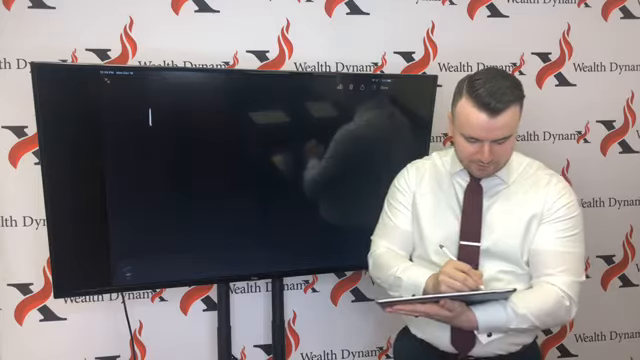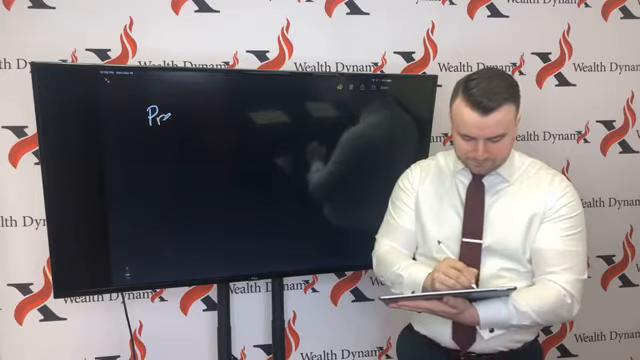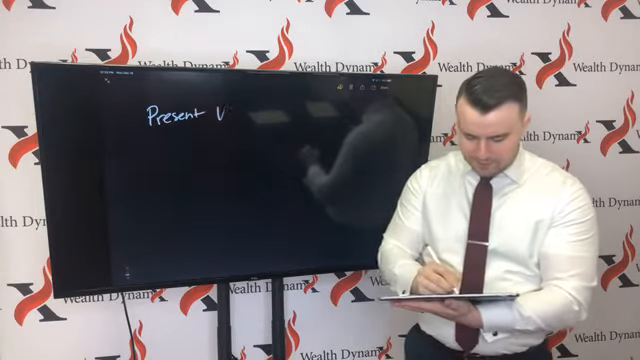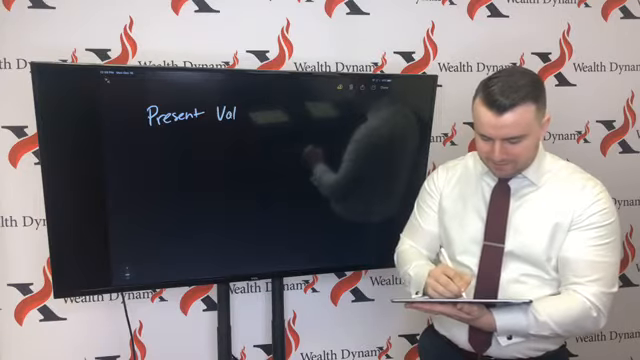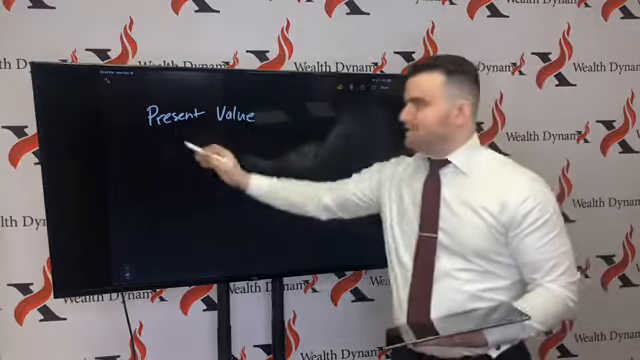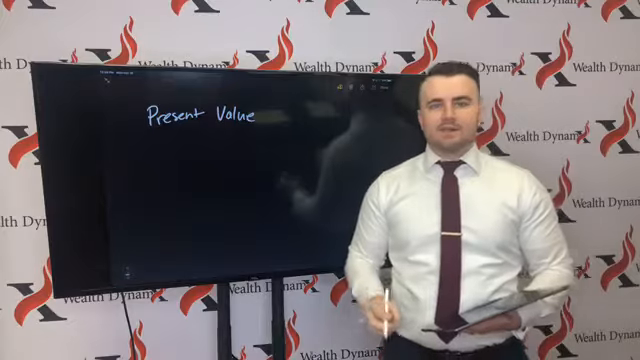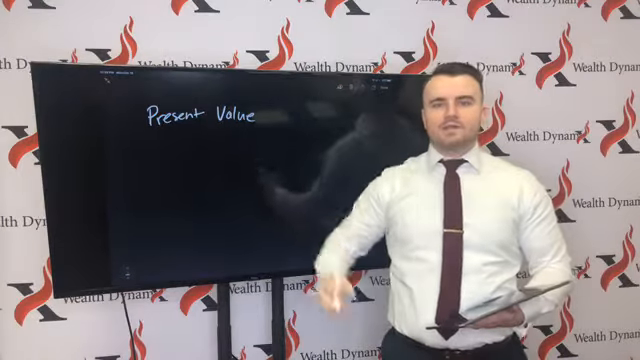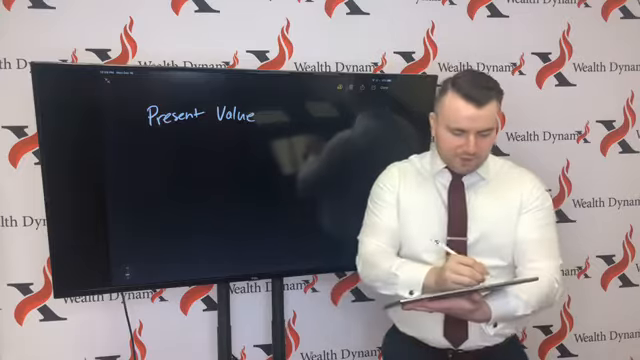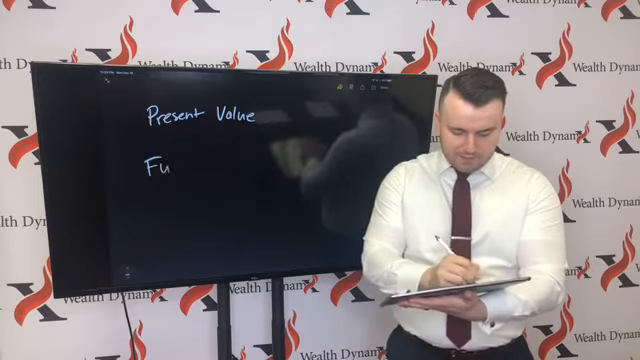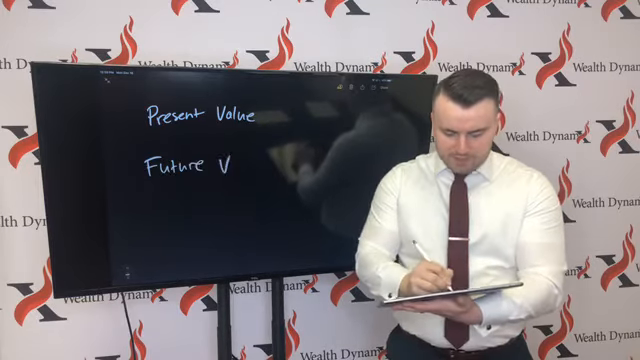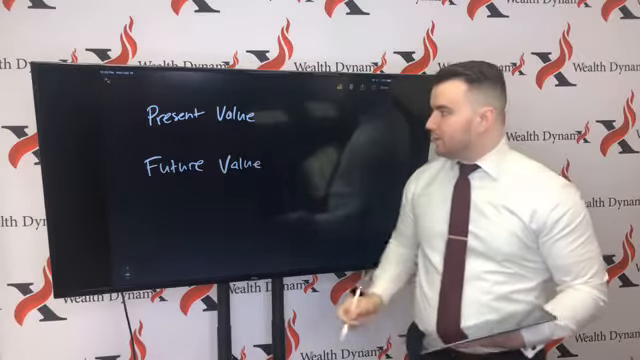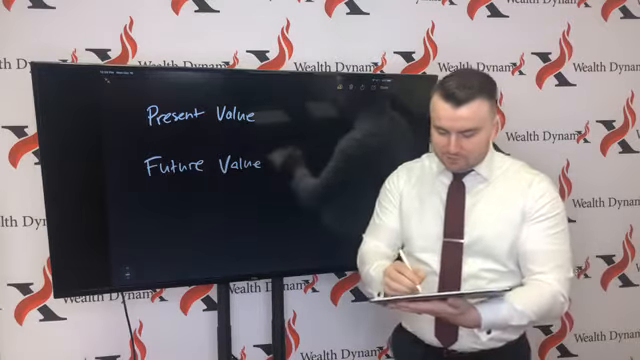The first one is called present value. Okay, so that's the first thing on our whiteboard, present value. Present value refers to what my money is worth today. If I have 10 grand in the bank, what is that 10 grand going to do for me today? We also talked about future value, which is what my money is worth in the future.